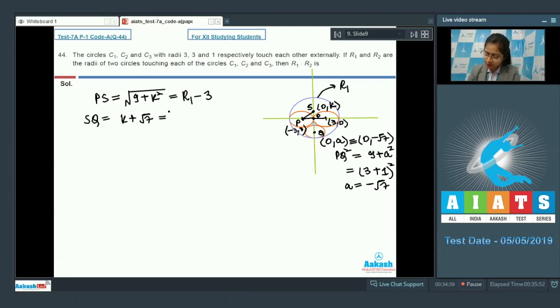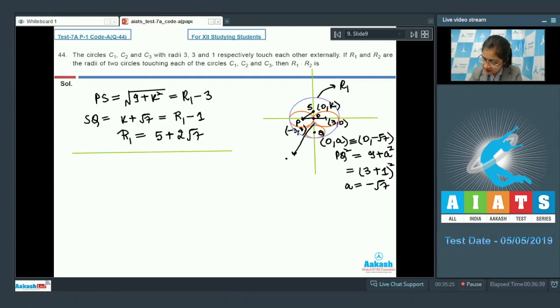Also it can be written equal to the radius of the bigger circle, that is R1 minus 1. So from these two equations, if we eliminate K, we can find the value of R1 as 5 plus 2 root 7.